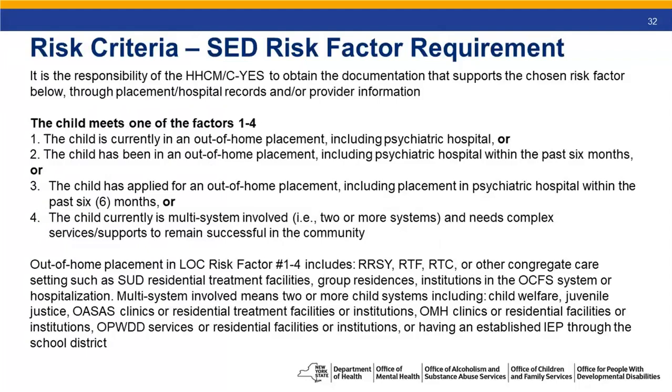As I said, there are 2 risk factor requirements. The first is the child needs to meet one of these factors. The child is currently in an out-of-home placement, including a psychiatric hospital, or the child has been in an out-of-home placement, including a psychiatric hospital, in the past 6 months. The child has applied for an out-of-home placement, including placement in a psychiatric hospital, within the past 6 months, or the child currently is multi-system involved, 2 or more systems, and needs complex services and supports to remain successfully in the community.